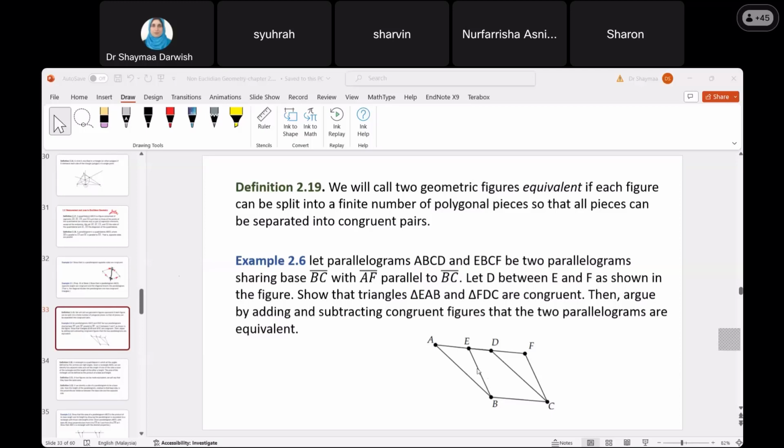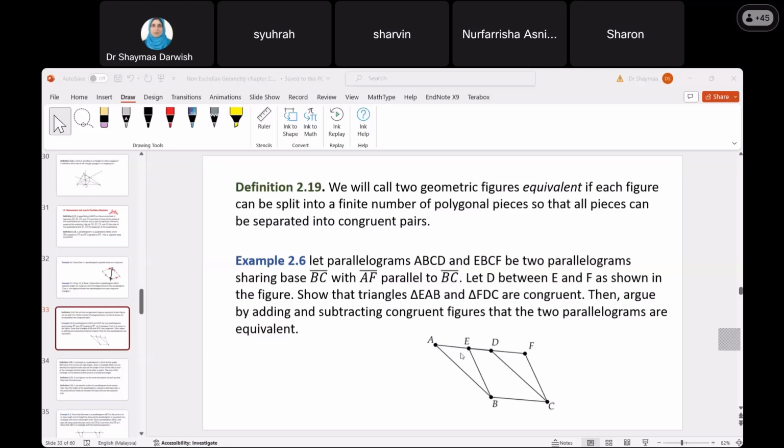For this example, I have a parallelogram ABCD and another parallelogram EBCF. The two parallelograms share the same base BC, a common side between the two parallelograms. We have that AF is parallel to BC, and D is a point between E and F.